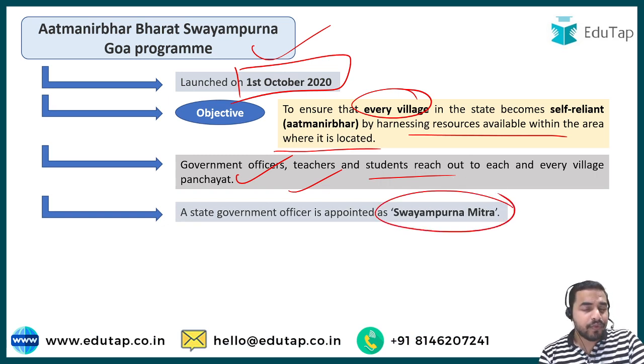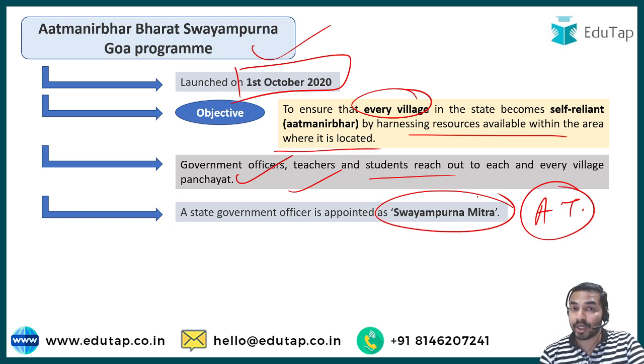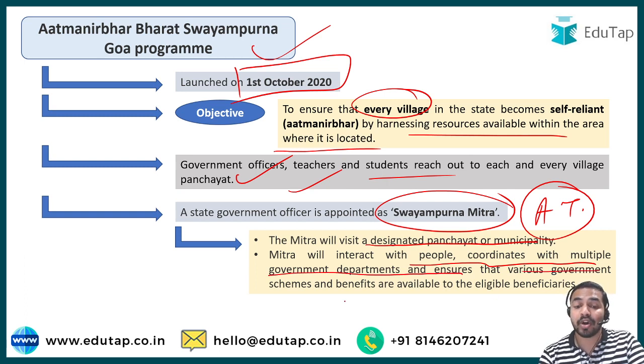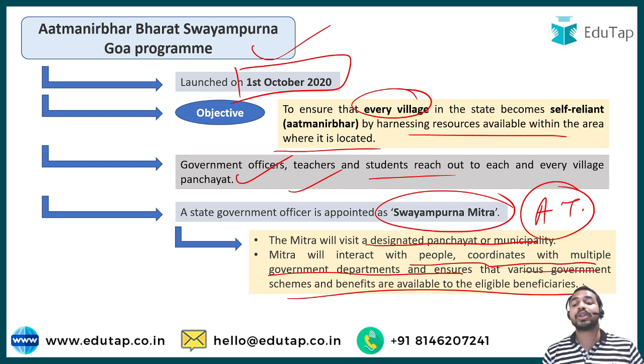Okay, so if we talk about the statement which was incorrect in the question, there it was written that the state government officer will be appointed as Atmanirbhar Mitra, and that is the reason this statement becomes incorrect. And there was one more reason: this Mitra, that is the Swayam Purna Mitra, will visit a designated panchayat or municipality, and apart from that he will interact with the people, coordinate with the multiple government departments, and ensure that various government schemes and benefits are available to the eligible beneficiaries.